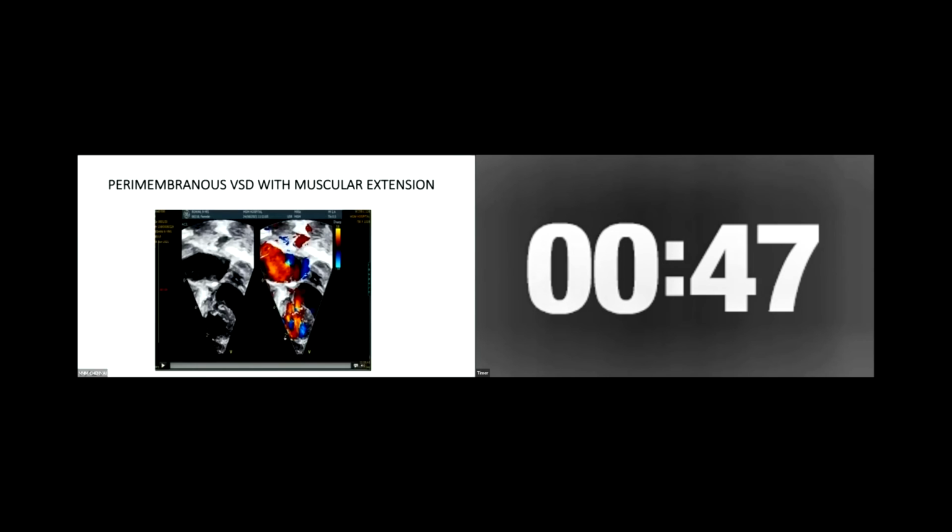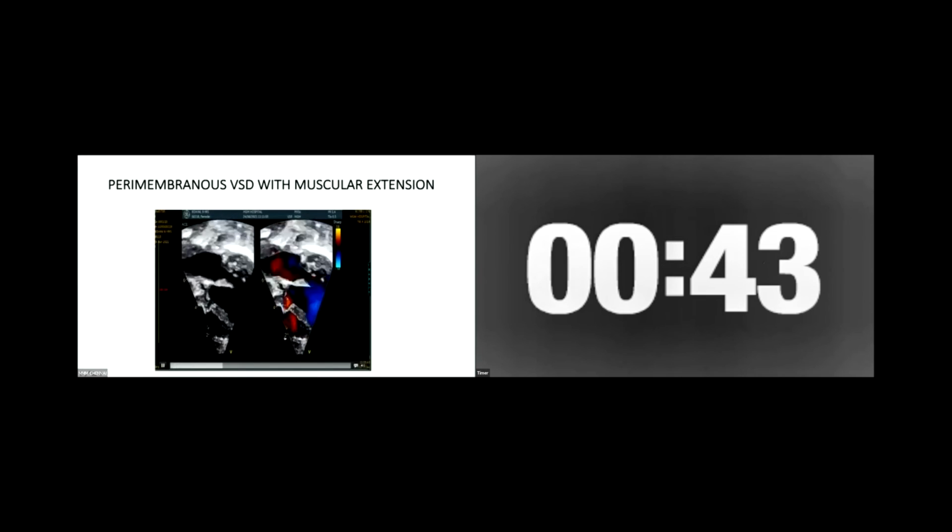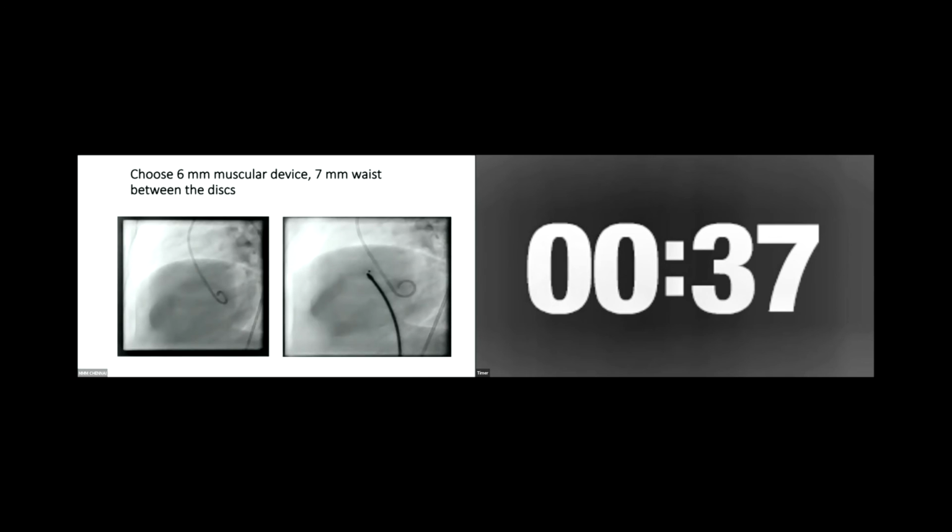The last, coming to the muscular VSD device, this is one patient with a perimembranous VSD with muscular extension, and 5 millimeter diameter it measured. Septum is 5 millimeter thick. So we chose only a 6 millimeter muscular VSD device, and this comes with a 7 millimeter waist between the discs, so as to reduce the clamp force for the muscular VSD.